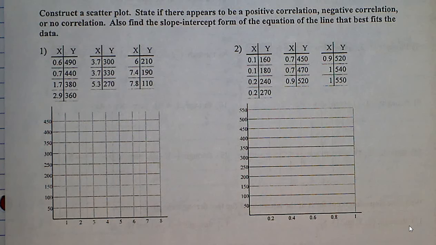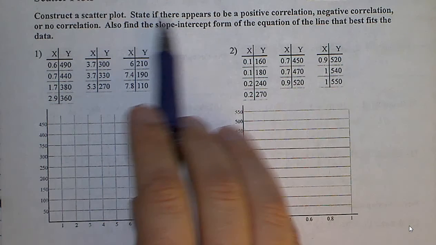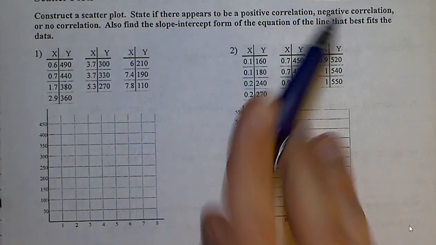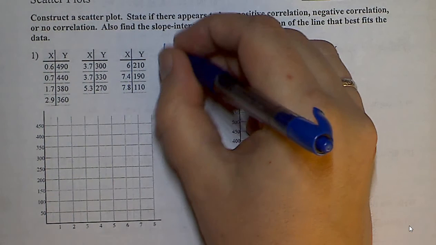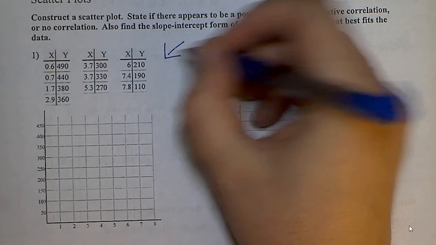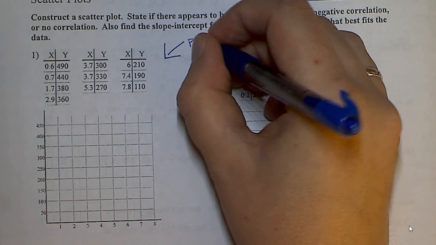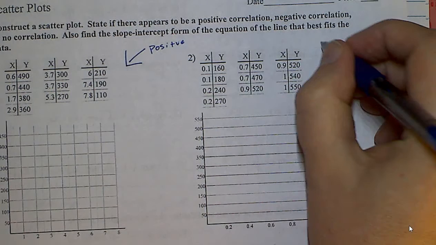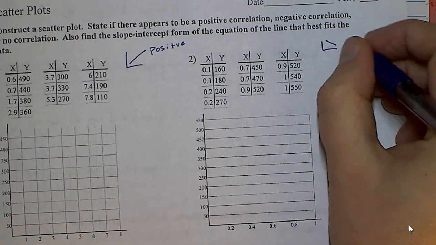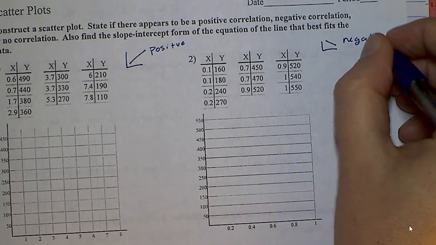Right, and then what you need to do, oh yeah, state if there appears to be a positive or negative correlation. I didn't talk about this. When you've got your graph, if it's going up from left to right, this means it's positive. I forgot to tell you guys about this. And if it's going down from left to right, that means it's negative. I forgot about that part.